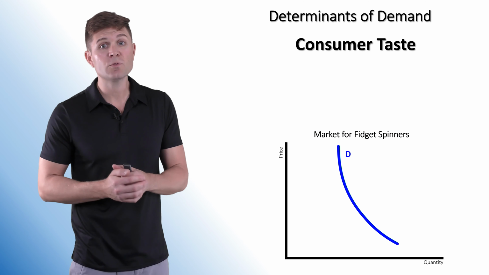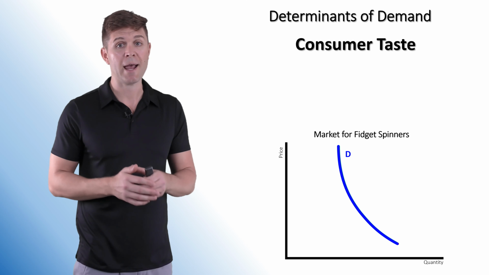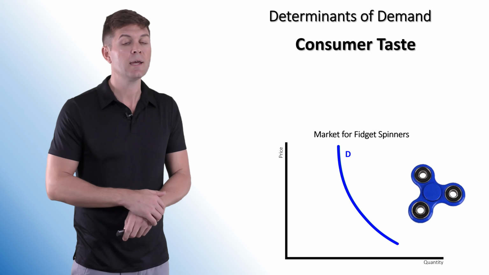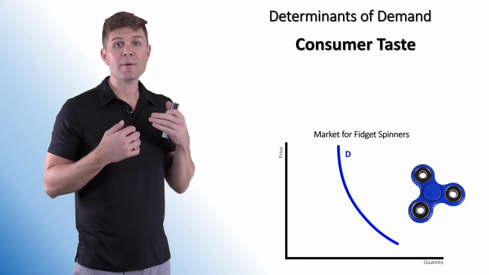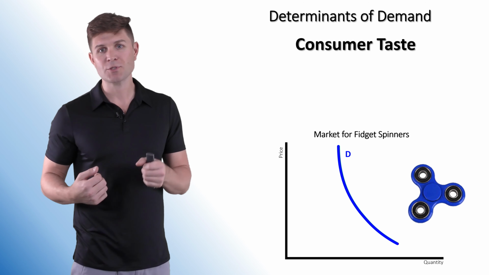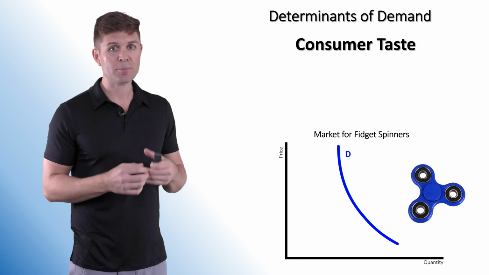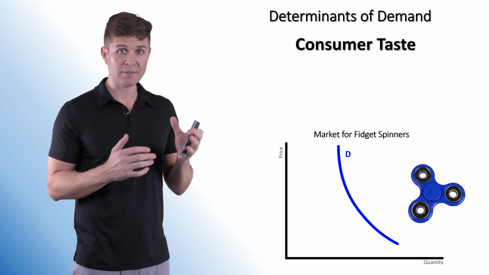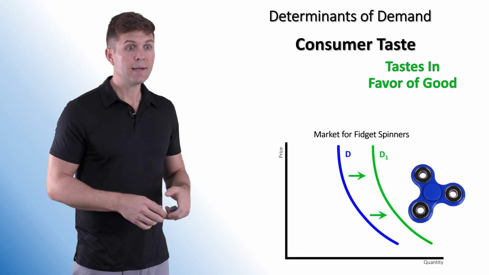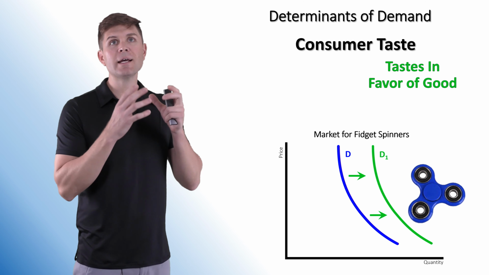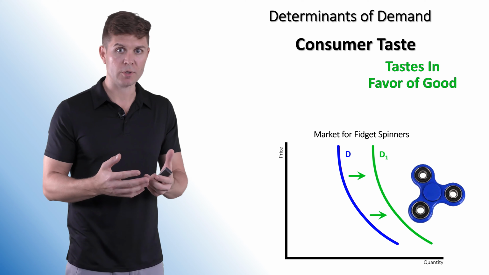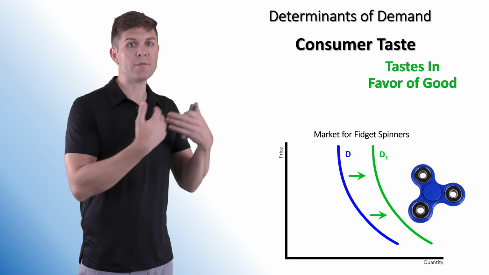Now, consumer taste is one of the biggest determinants of demand, or shifters of demand, I should say. If you guys remember fidget spinners back in the day, we saw them come into a trend and go out just as quickly. This is a perfect example of how consumer taste can impact the demand of a good. Anything that shifts the demand curve to the right is taste in favor of the good, I guess. It means that we want this product more.